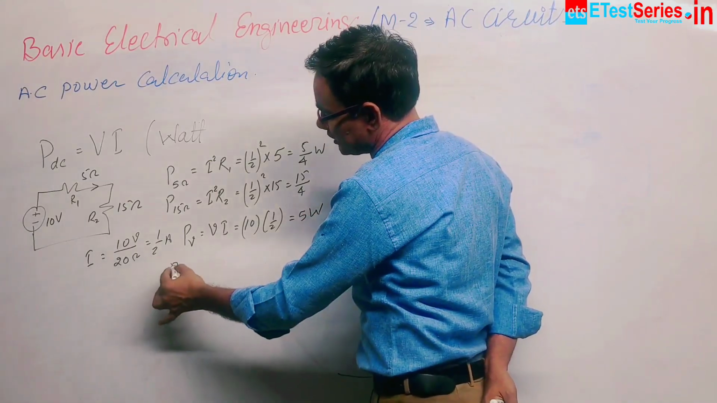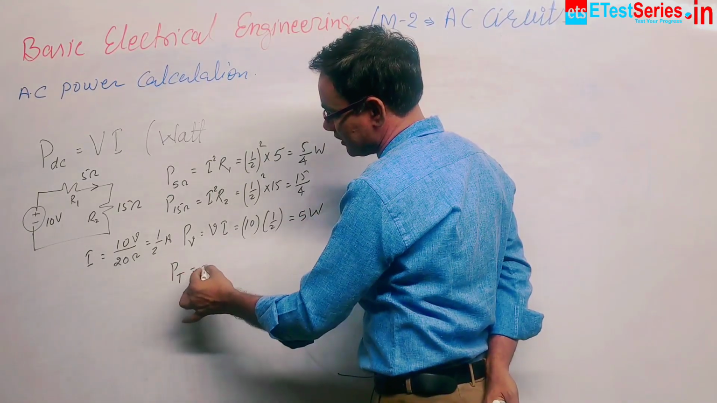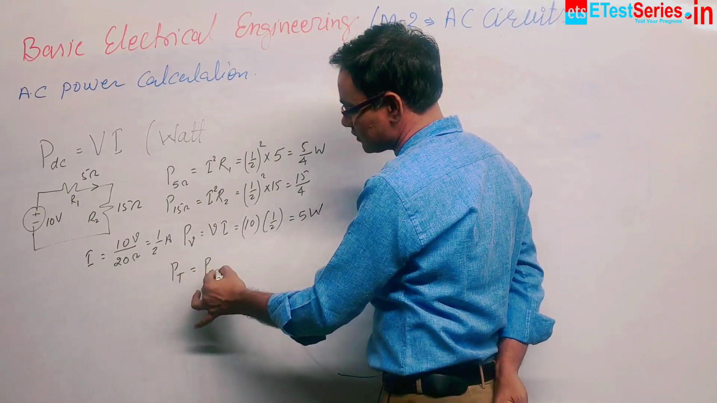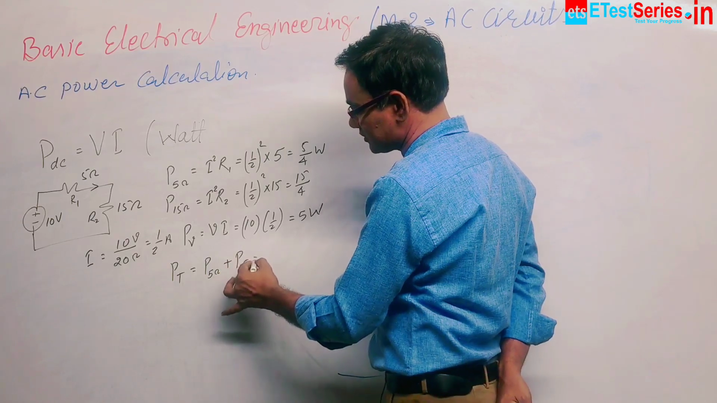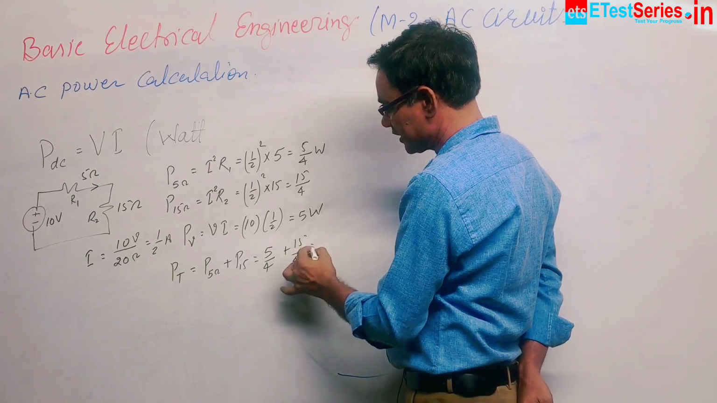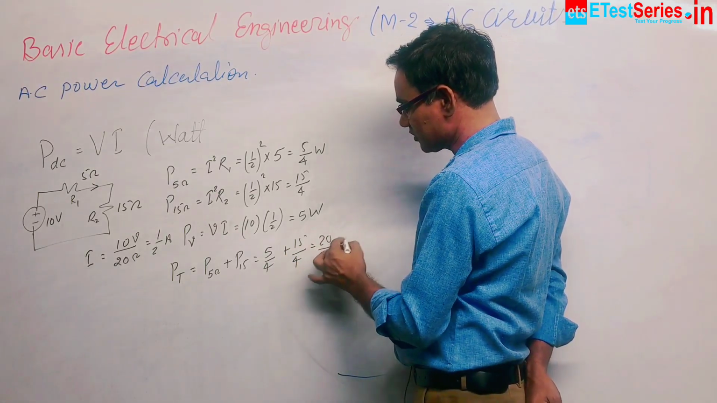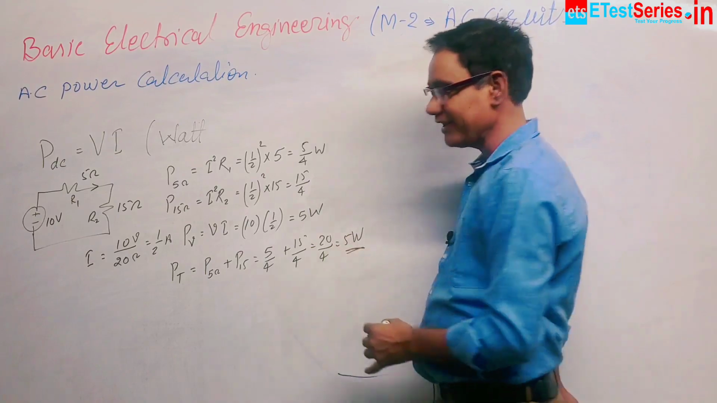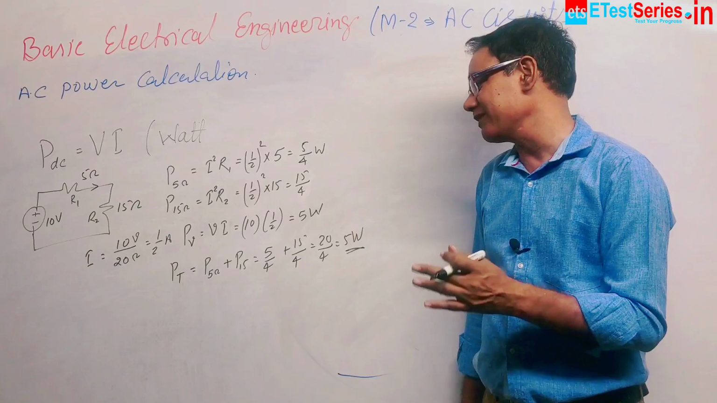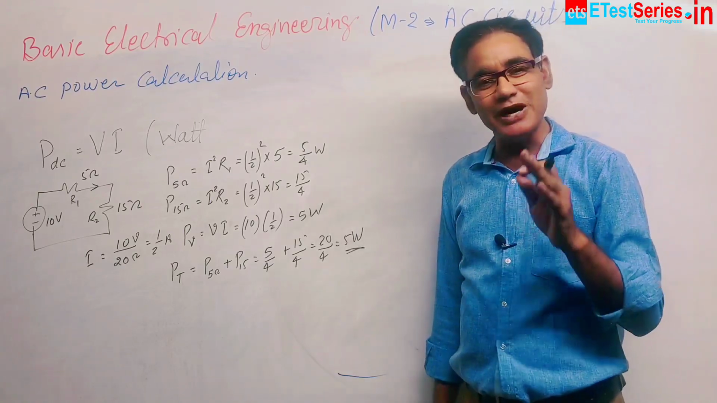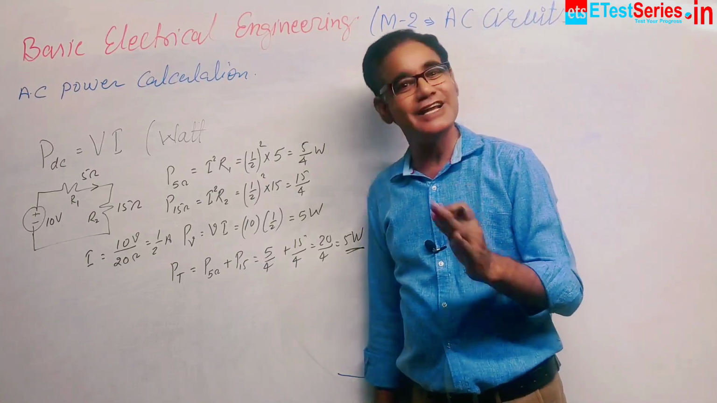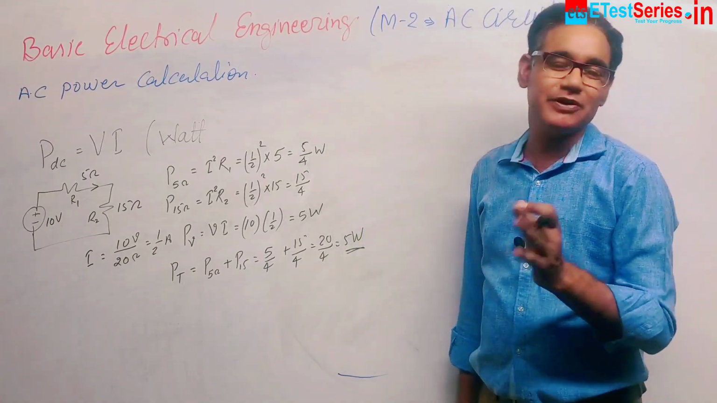And now we add the total power in the resistances. The power in the 5 ohm resistance plus the power in the 15 ohm resistance: 5/4 plus 15/4, that is 20/4, which is equal to 5 watt. So definitely the power consumed by all the resistances is equal to the power supplied by the source. It is the power conservation theorem.